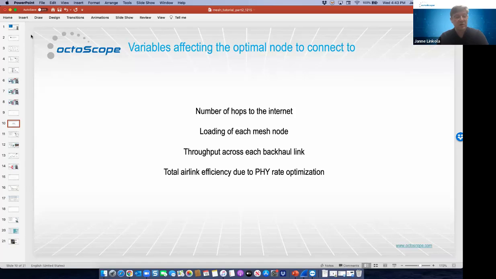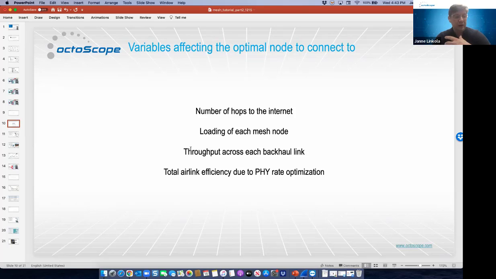Of course, there are a number of other factors. I'm listing a few here. Loading of each mesh node affects how fast they can serve me. Throughput across each backhaul link. Some extenders may be further away from the root node than others. And of course, there are more complicated airlink efficiency considerations.